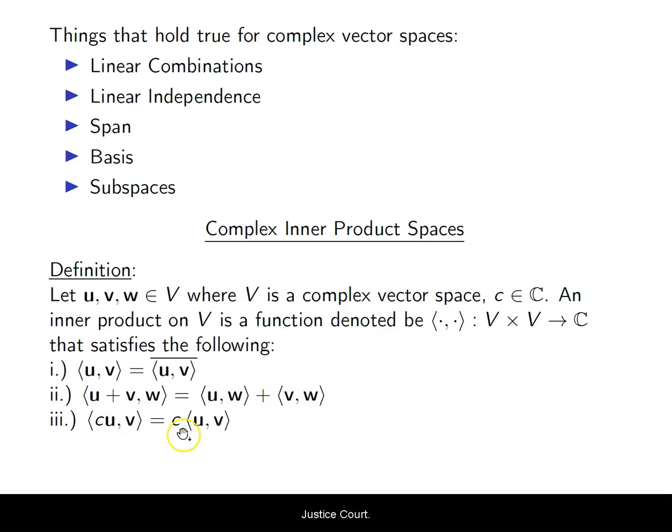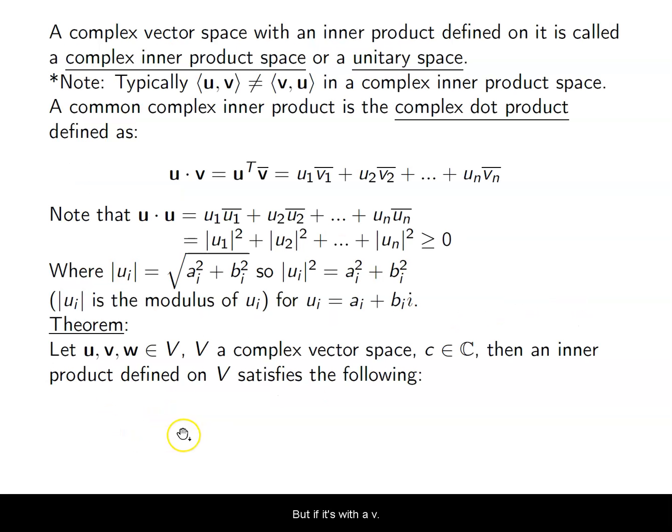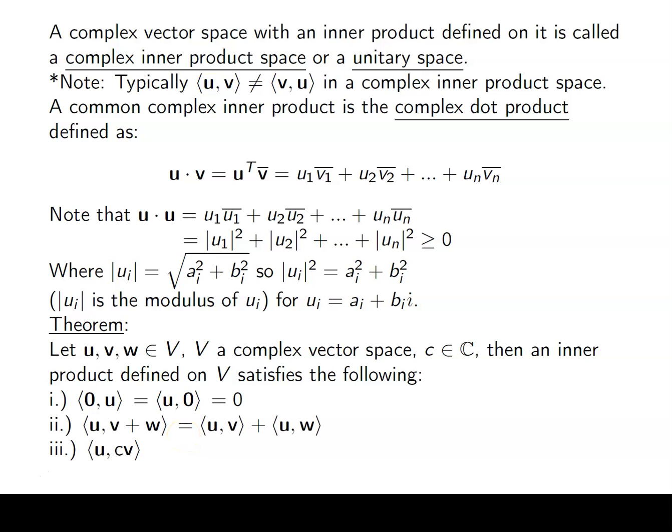Okay, it just gets pulled out. But if it's with the v, especially since this is the side that generally is going to have the complex conjugate, again, this is just for the complex dot product. Even if I have a different complex inner product, it's still going to end up being the same. What's going to happen is when I pull out my c, it will need to be conjugated, okay? If it is with the v, not when it's with the u, only when it's with the v, with the second vector.